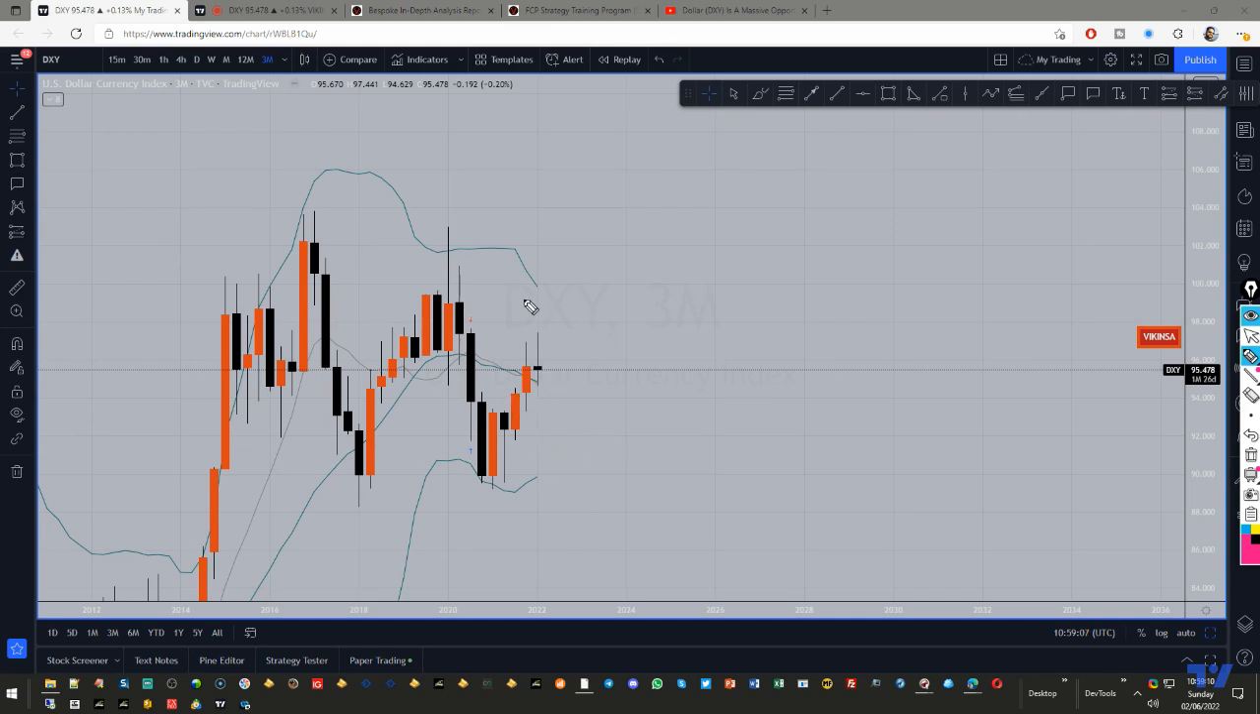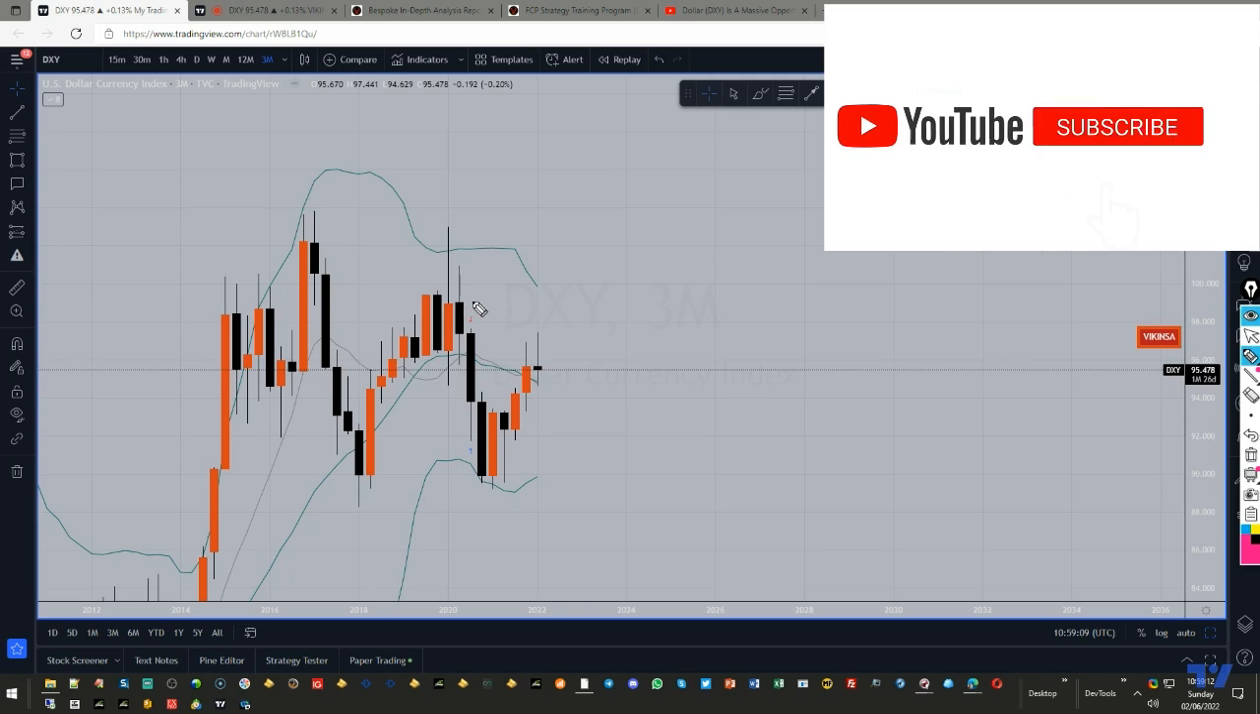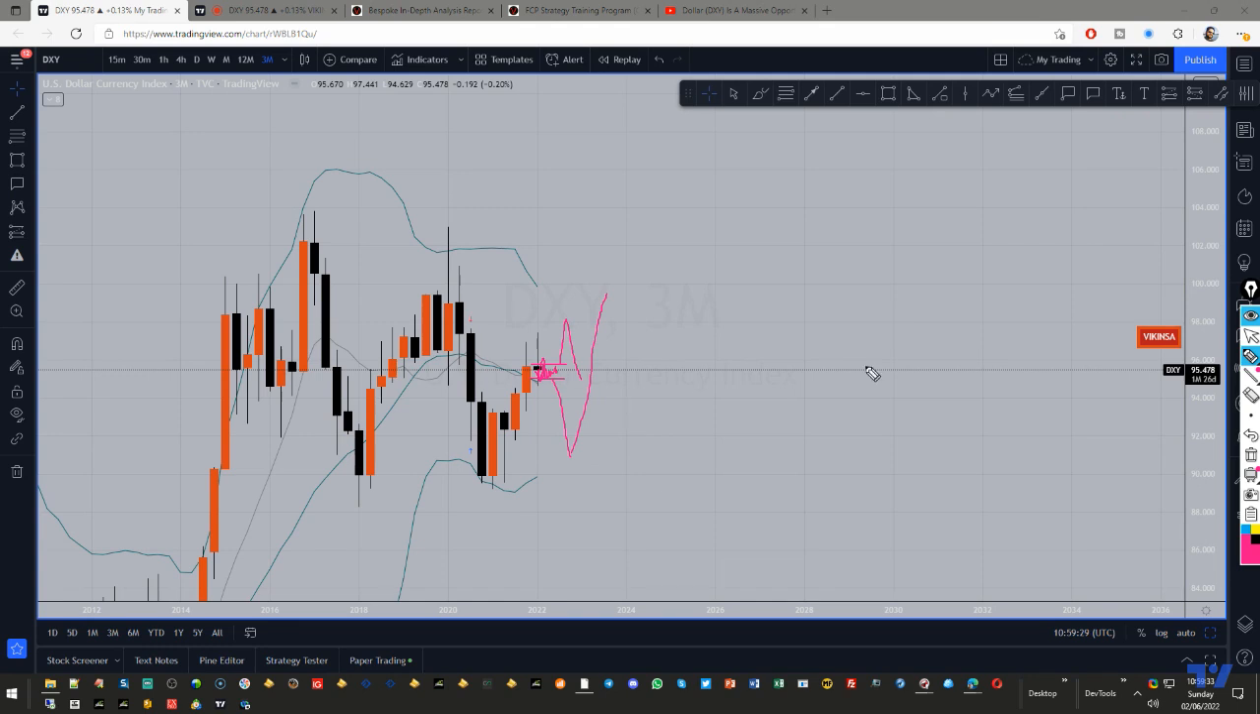However, there's a gap left around the 100 level as well, so it's quite possible that after consolidation here, or after just going sideways for some time, it can go to 100 and then fall back down. That's one of the scenarios. The other scenario is that it just falls all the way down to 90, or some level here, and then goes back to 100. So these are two scenarios which can actually happen.